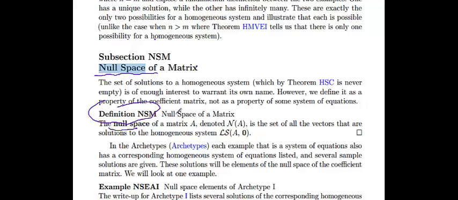The null space of a matrix is called N of A. It's the set of vectors that are solutions of the homogeneous system. So the null space, I could write this way: N of A is equal to the set of vectors X such that AX is equal to the trivial vector. Okay, so that's the null space of the matrix A.